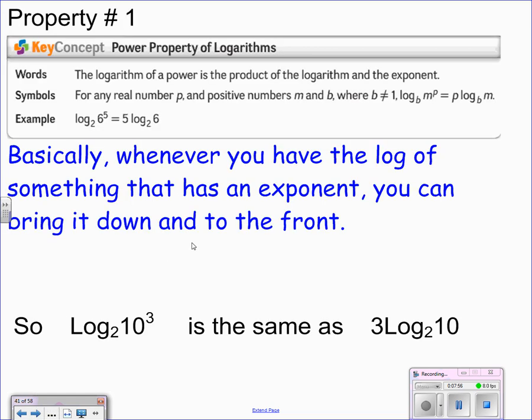The first property says if you have a log and a base and your argument, in this case our argument is 6 to the 5th power, if your argument has a power, the power moves in front of your log. So in this problem down here, log base 2 of 10 to the 3rd power, this power moves in front of log, and it's the same thing as 3 times log base 2 of 10.